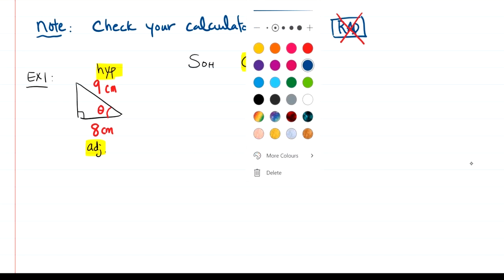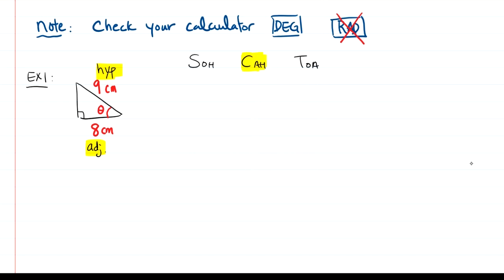So let's do that. Cosine theta is adjacent over hypotenuse. So start with the ratio: cosine theta. I'm going to keep theta as the unknown angle, and we're going to replace the adjacent and hypotenuse with the given information. Adjacent is the 8 centimeters, so 8.